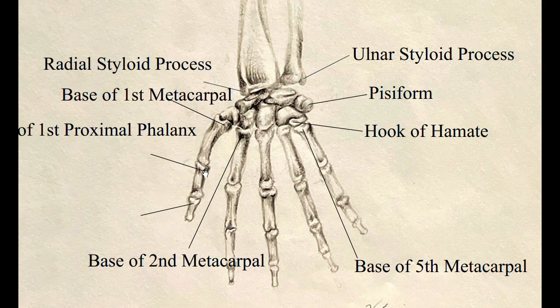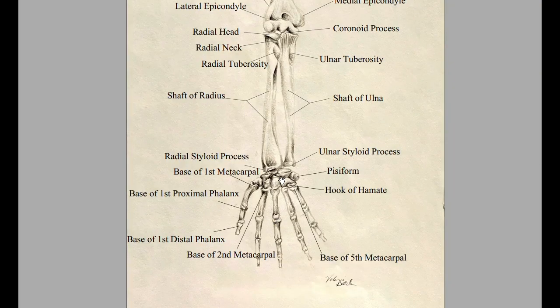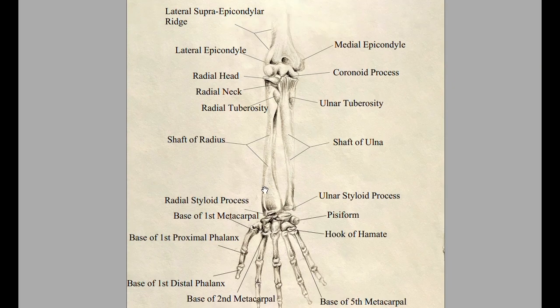So that's the base of the 1st proximal phalanx, that's this right here. And then, you guessed it, what is this? This is the base of the 1st distal phalanx. Beautiful. Base of the 1st distal phalanx is right there. So altogether, we have all the attachment sites for the muscles that we're going to see in the forearm.